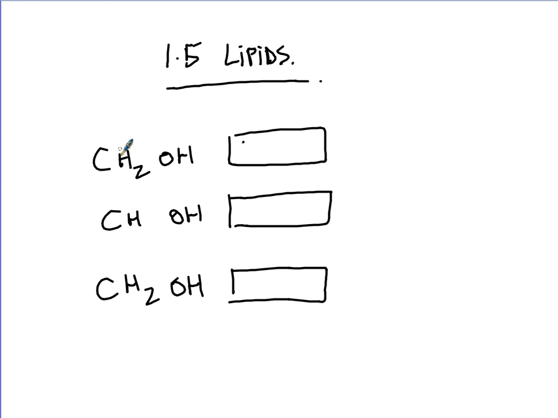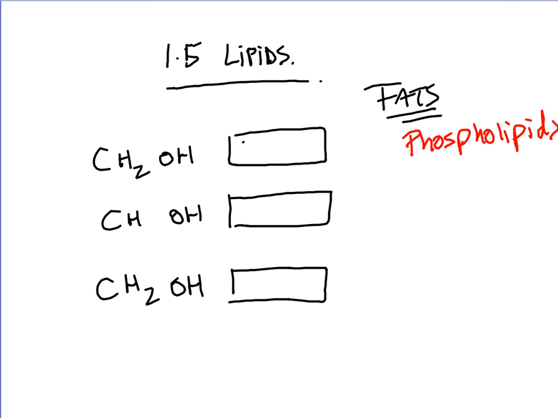Okay guys, so 1.5 we're going to look at lipids. We talked about carbohydrates in previous videos, so we'll move on to this now. Lipids were more commonly known as fats prior to starting this. There are two types. There are phospholipids, which are present in the membrane. We'll talk more about those at a later date.